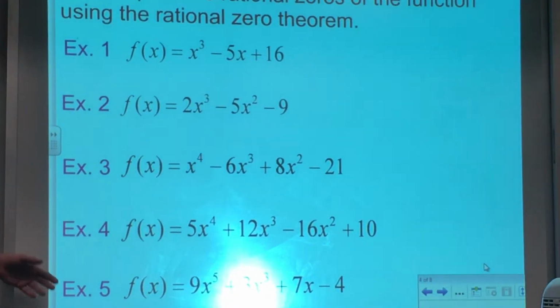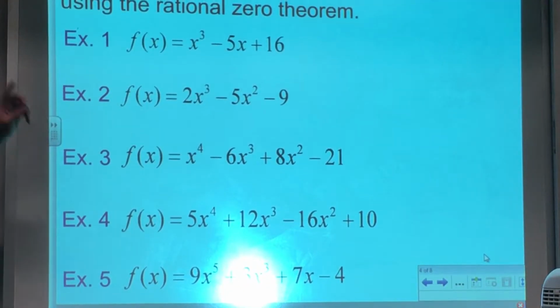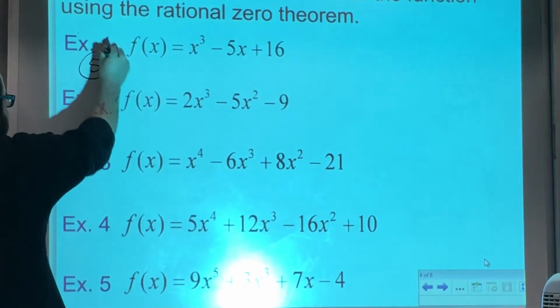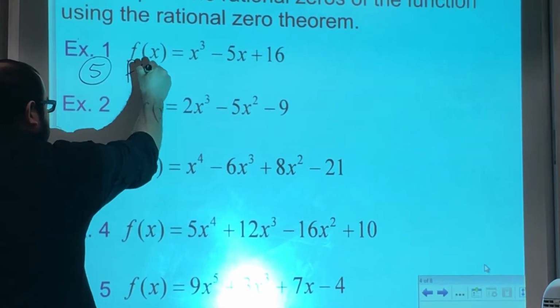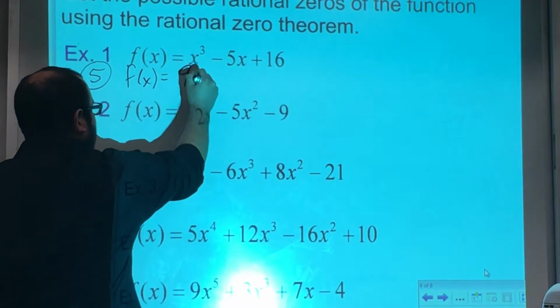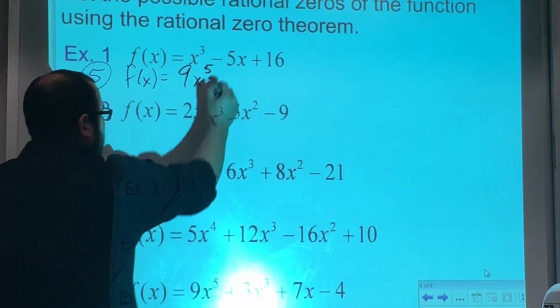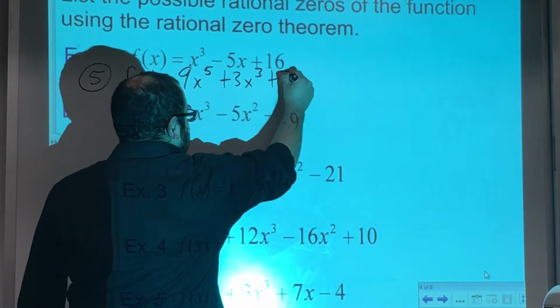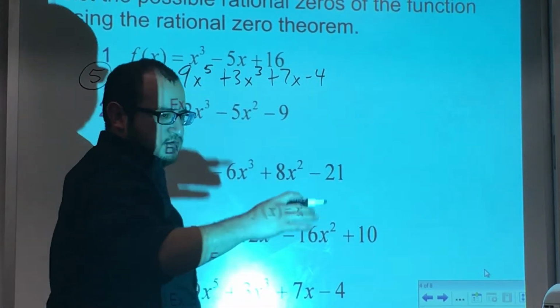Number 4, I'll go ahead and do, let's go ahead and do number 5. Let's put number 5 up here. We have 9x to the 5th plus 3x cubed plus 7x minus 4.